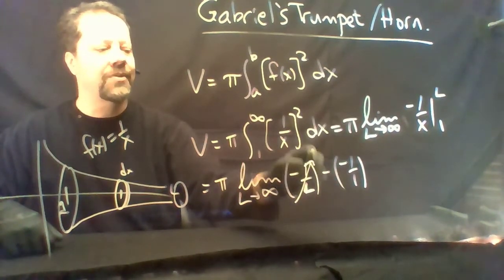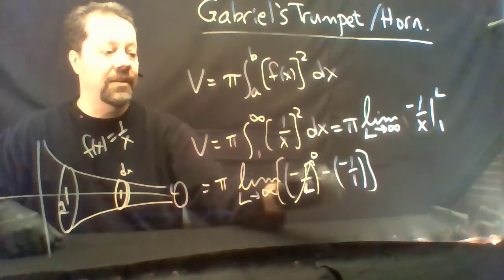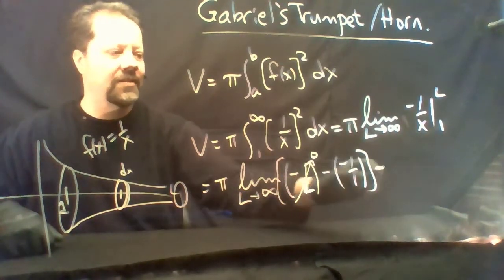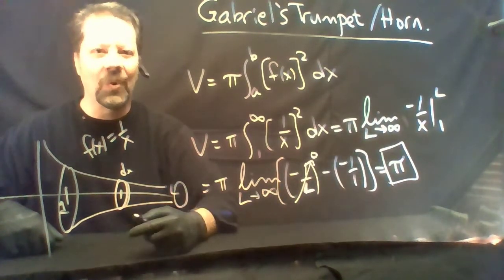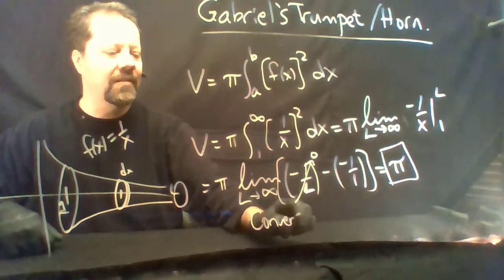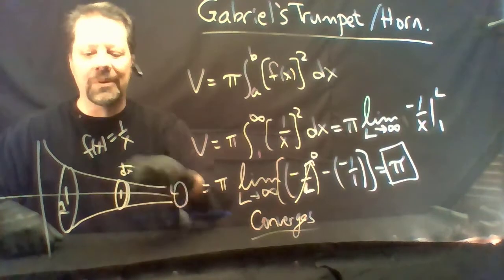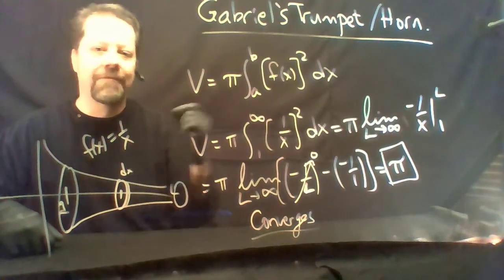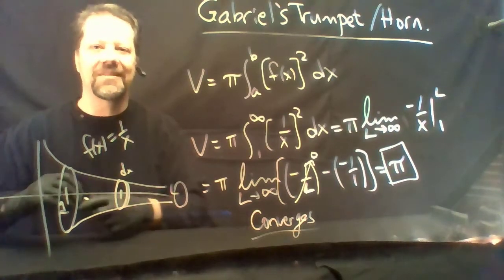Of course, as L goes to infinity, the first term goes to 0. The second goes to a positive 1. So we end up with pi cubic units of gold. A finite value. This converges. So the mischievous cherub is capable of filling Gabriel's trumpet full of gold with pi cubic units of gold, a finite amount.